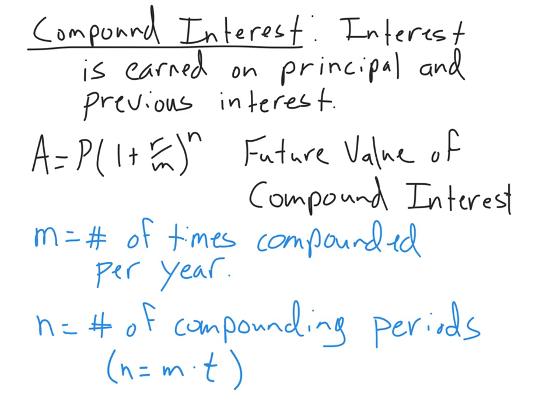Same thing as before. Future value, the principal, which is the amount that you originally borrow or invest. R is your interest rate. M is the number of times compounded per year.